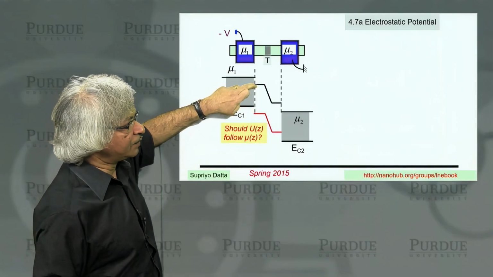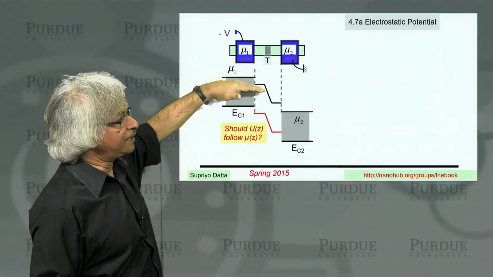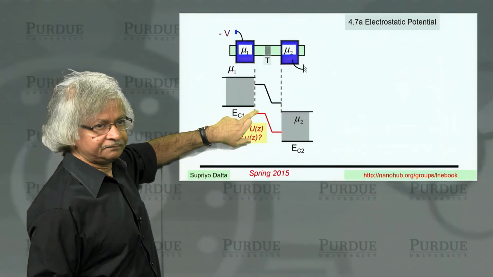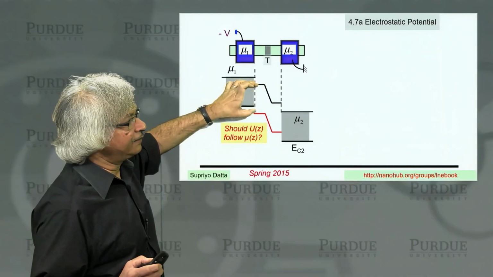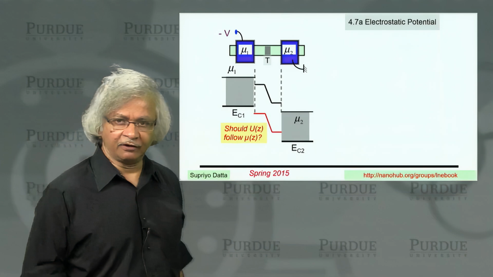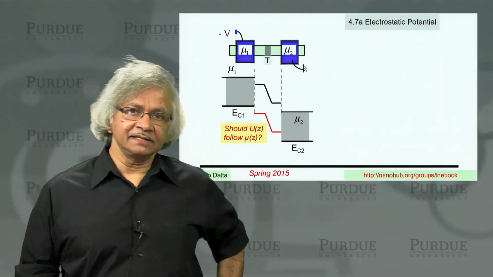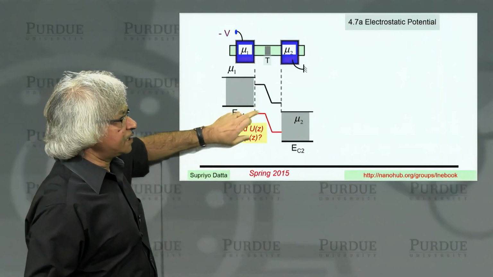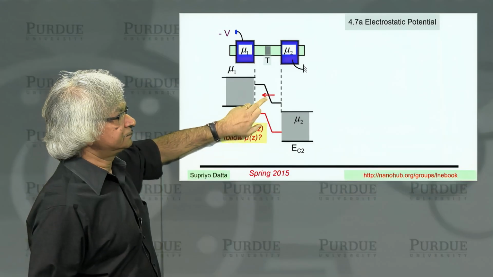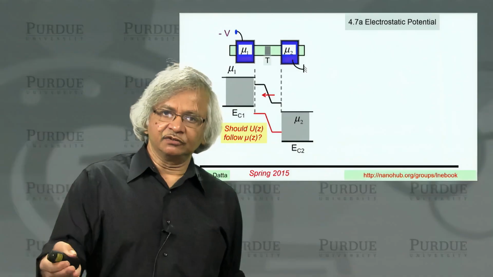Because remember, what the mu denotes is roughly the level up to which things are filled. And you might think that the bottom should also follow that. But if it did that, then the electron density would remain unchanged from what it was before. And that, of course, cannot be quite right, because if the electrostatic potential is changing like this, it means there is an electric field in this region. Why? Because, as you know, the gradient of the electrostatic potential gives you the electric field.